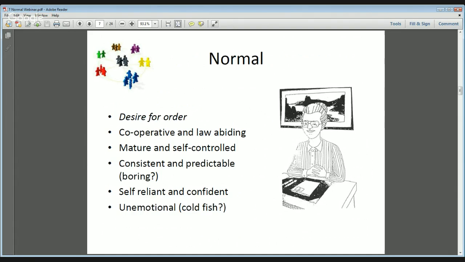So that's the normal. This is a great picture of a normal in action. You can see the landscape picture, very, very conservative dress, pinstripes, very neat, orderly desk. When you meet someone like that, they're reasonably friendly, as you can see, but basically formal.